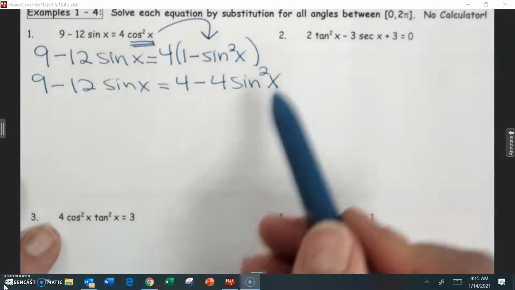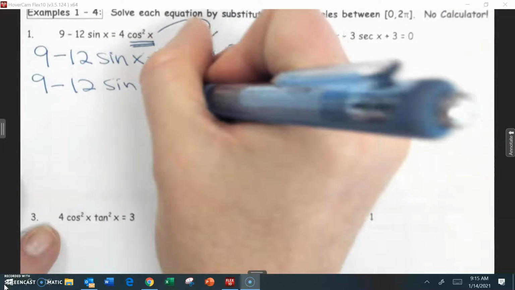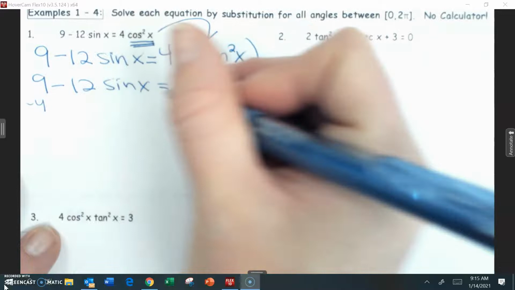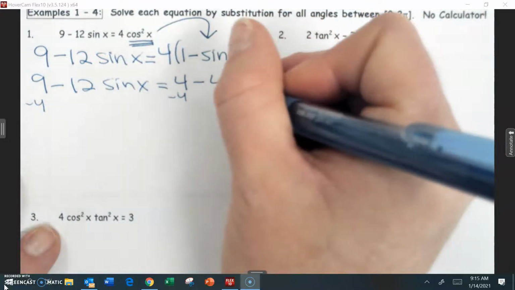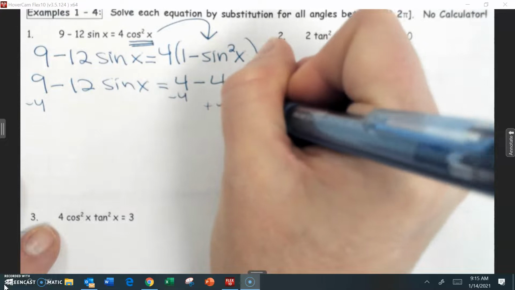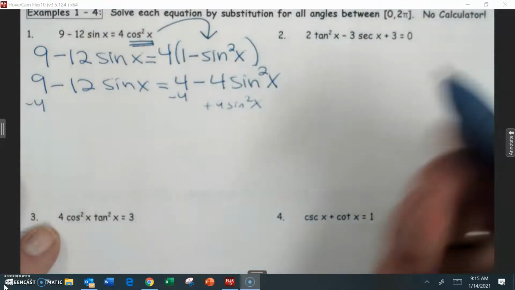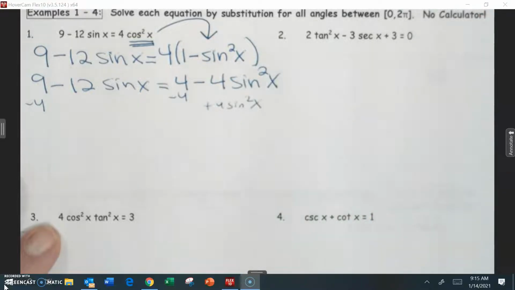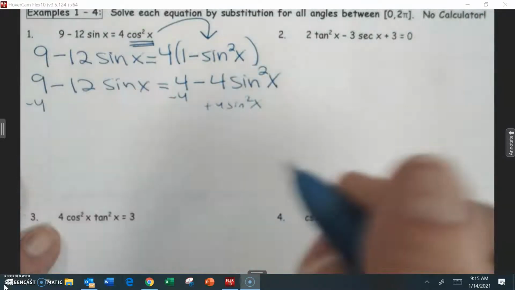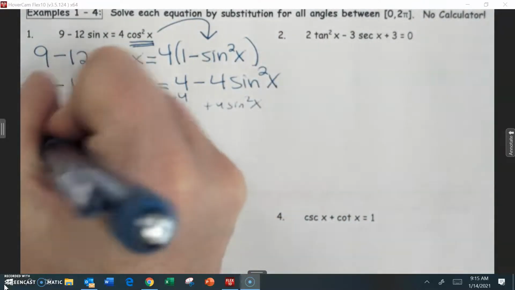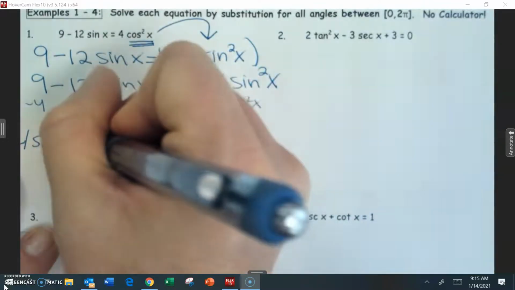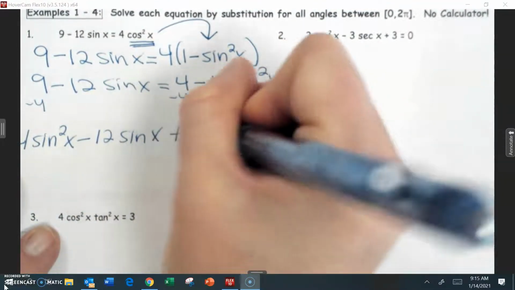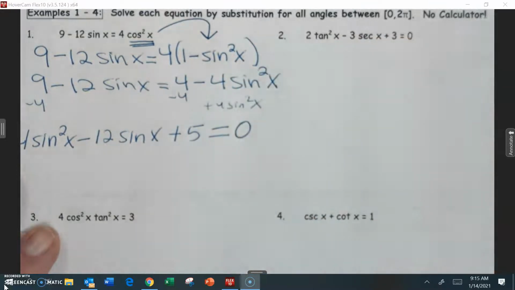So right now I want you to move all this stuff, okay? So we're going to subtract 4 from both sides, and I'm going to add 4 sine squared x to both sides, and then I'm going to put in order, almost like when we do x squared plus x, constant at the end, like we did in Algebra 2. So I'm going to write this as 4 sine squared x minus 12 sine of x plus 5 equals 0.